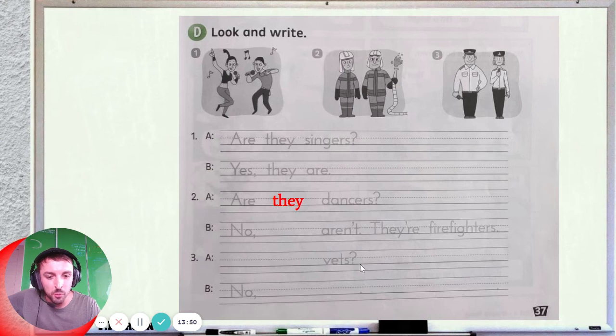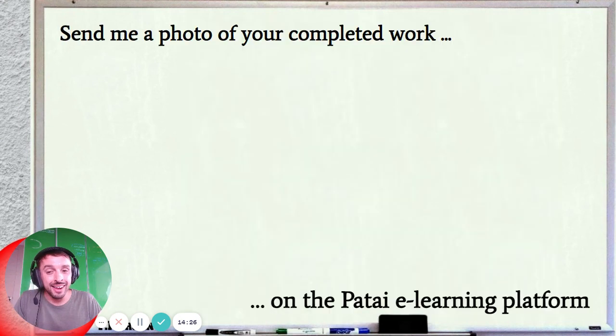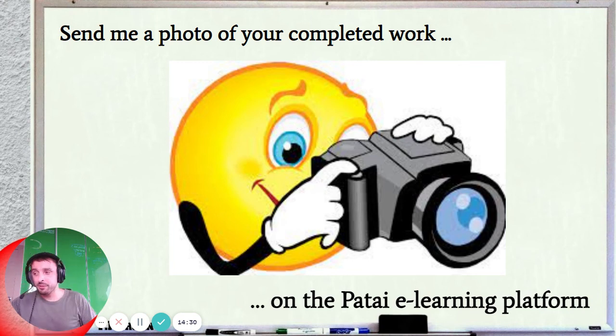Vets. It's the question. What are the missing words for the question? Well, we know it's more than one, so it's they. So what is the verb to be? Is it is they vets, am they vets, or are they vets? That's right, it's are they vets. That is the question. Are they vets? No. Can you write the missing words? Okay, I'm not going to tell you. But that is activity D, and that is all the work you need to do.